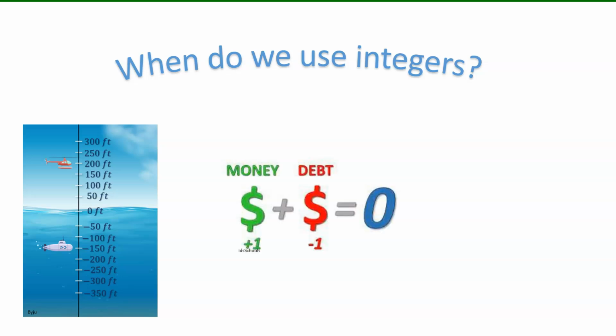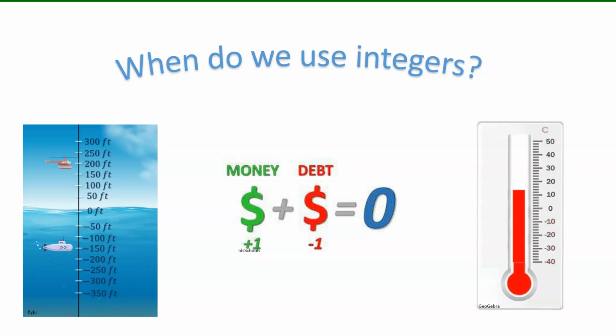Integers are often used in money situations to represent the amount of money you have versus how much money you owe if you borrow, for example. Or even when you turn on the radio and you hear the weather. Integers are used to represent the temperature. If it's below freezing, then we use a negative number to represent that.